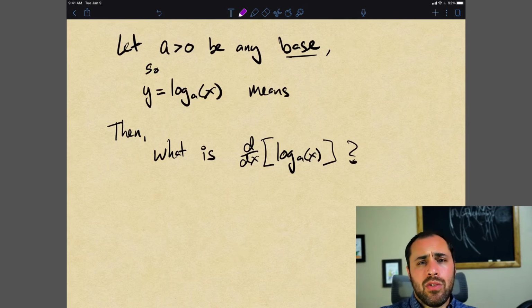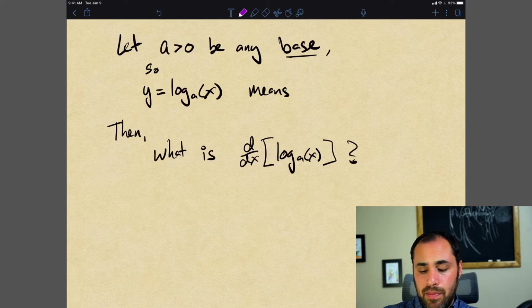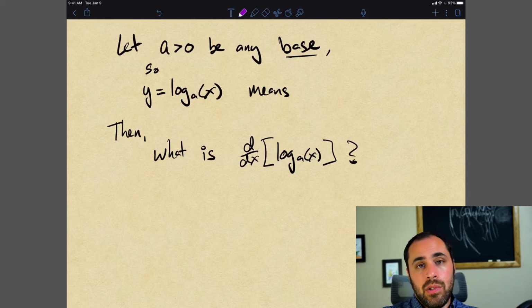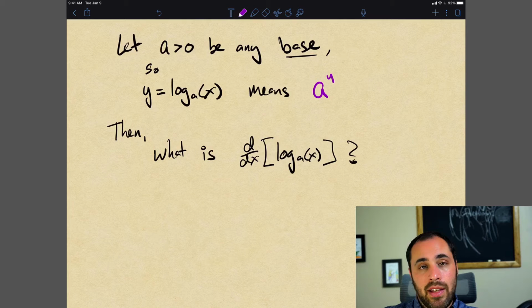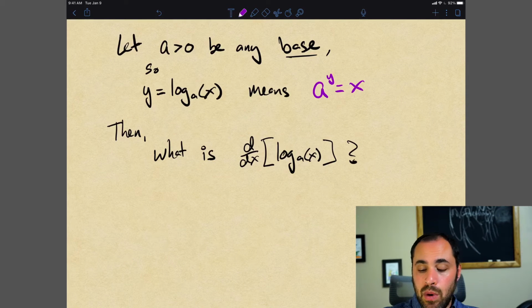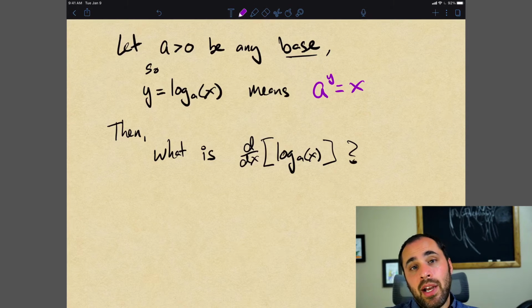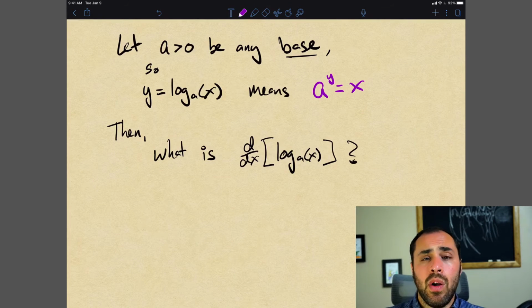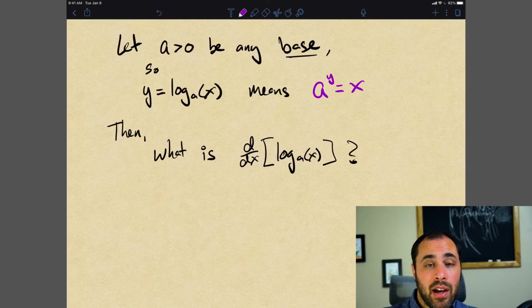So what's the derivative of a logarithm? Well, we'll do this very generally. We'll talk about any base for a logarithm. And remember, log base a of x equals y means that a to the y equals x. So in general, to ask what's the log base a of x, we're asking a to what power gives us x. So what's the derivative shortcut for that logarithm?